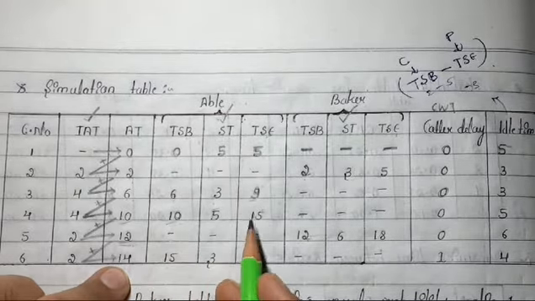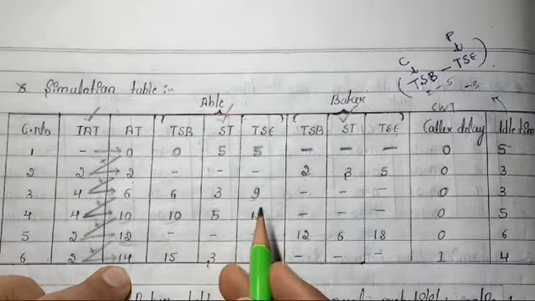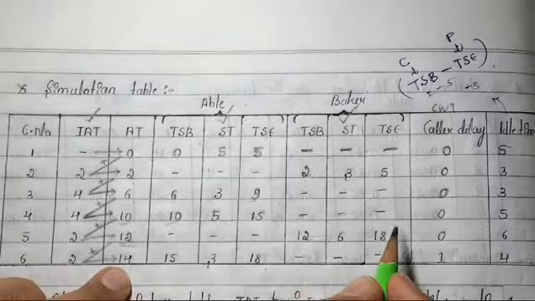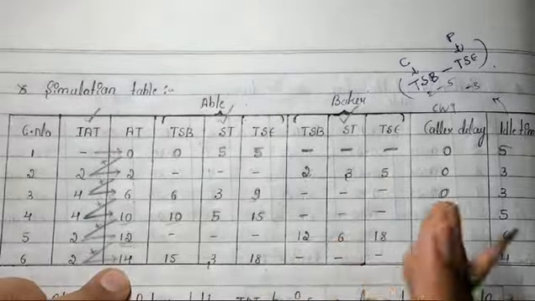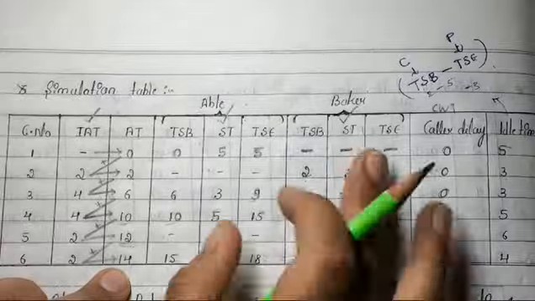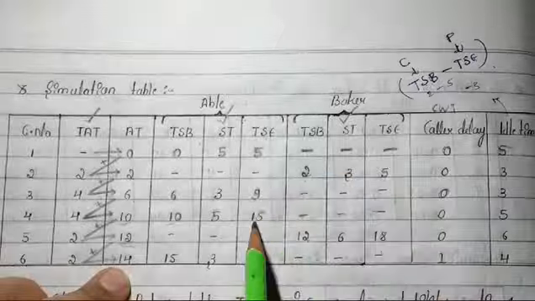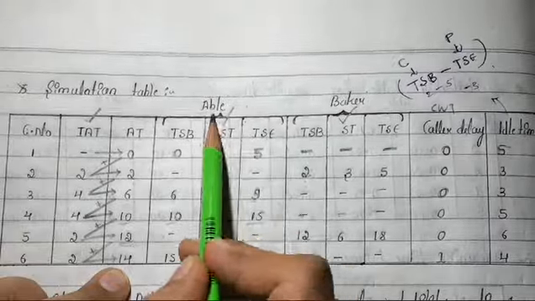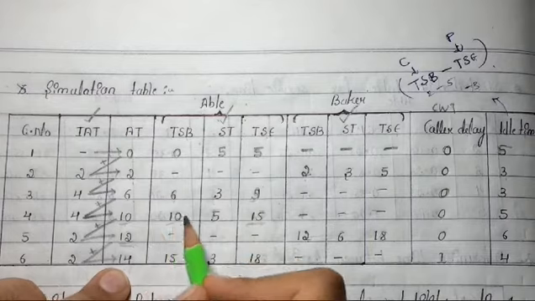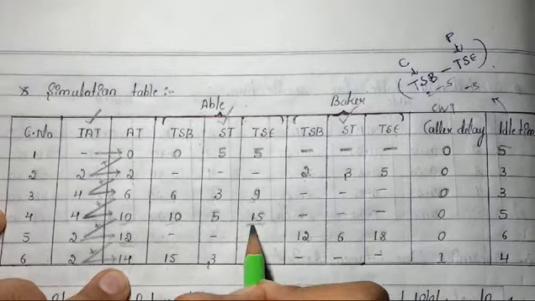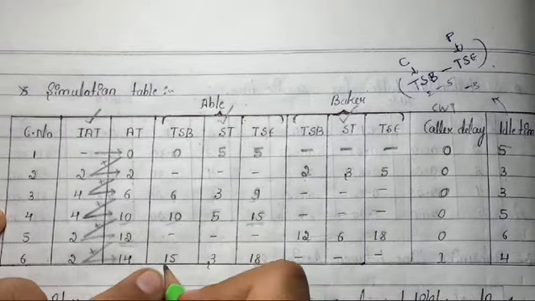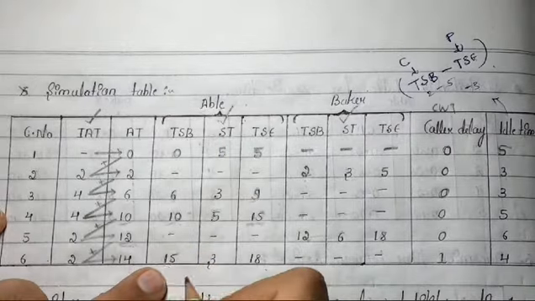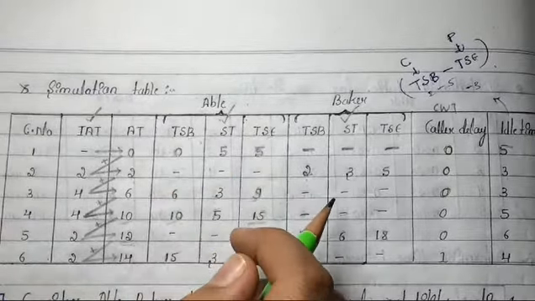At last, the customer arrives at 14, and checks whether Able is free. No, it is busy. Now he will move to Baker and check whether Baker is free. No, he is also not free. Then who is going to be free first? The value of 15 is smaller. It ends at 15 for the fourth customer only. Then he will go to Able only.